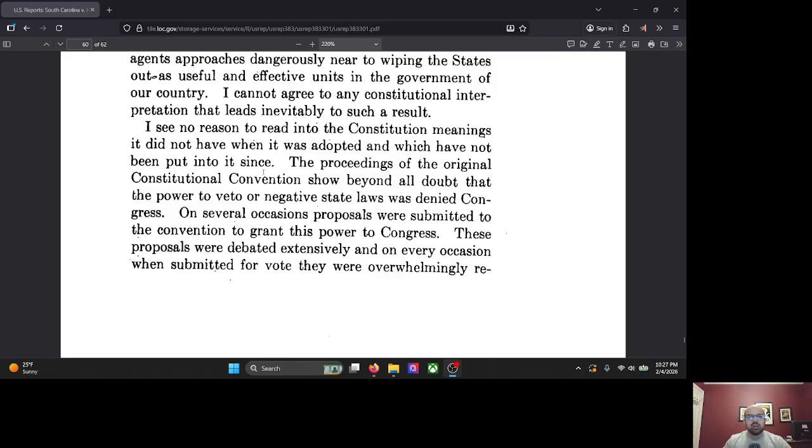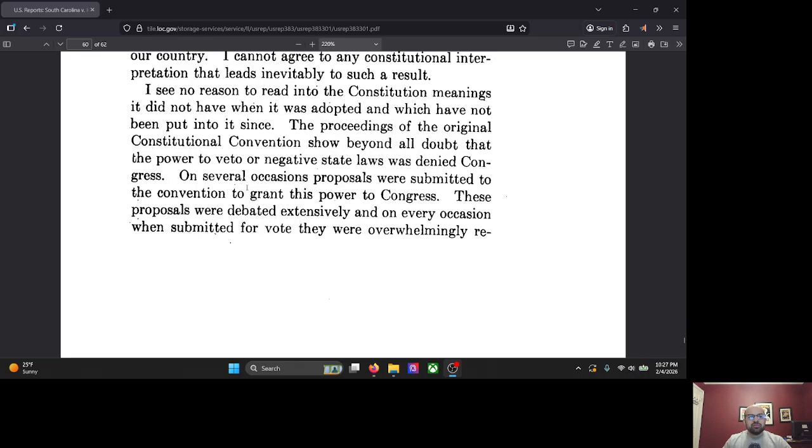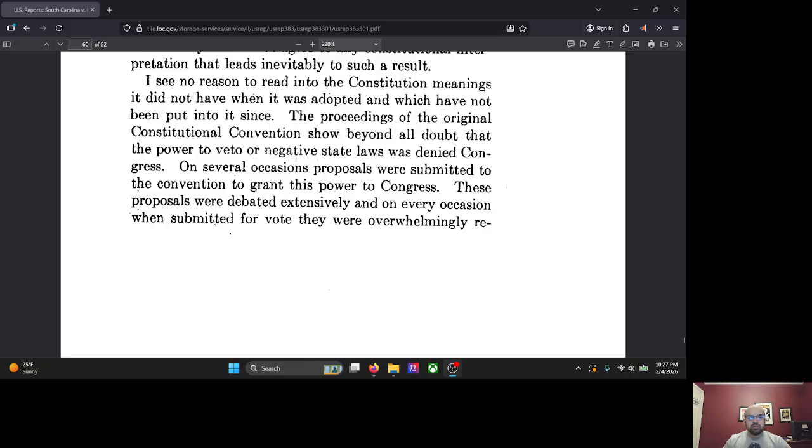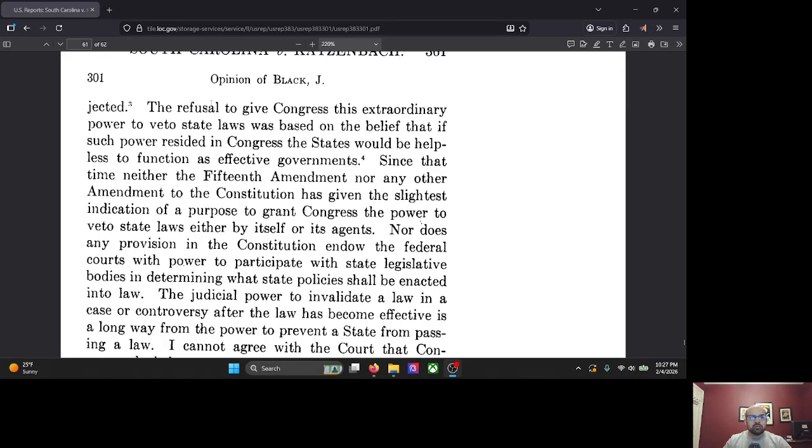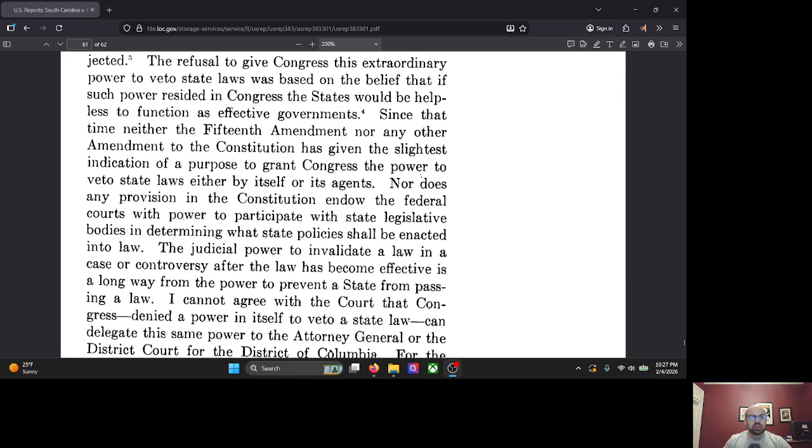The proceedings of the original Constitutional Convention show beyond all doubt that the power to veto or negate state laws was denied Congress. On several occasions, proposals were submitted to the convention to grant this power to Congress. These proposals were debated extensively, and on every occasion when submitted for vote, they were overwhelmingly rejected. The refusal to give Congress this extraordinary power to veto state laws was based on the belief that if such power resided in Congress, the states would be helpless to function as effective governments.